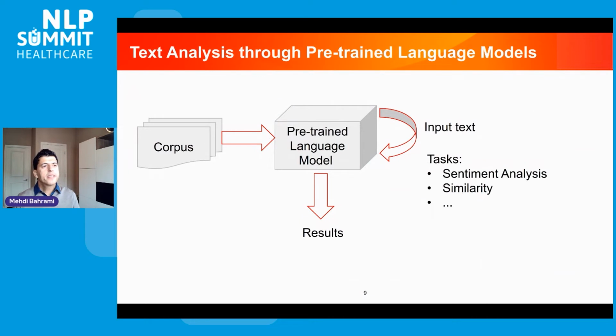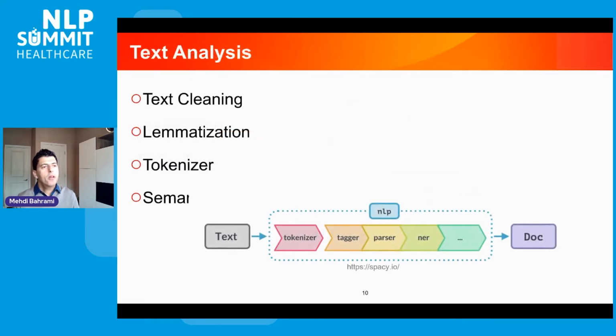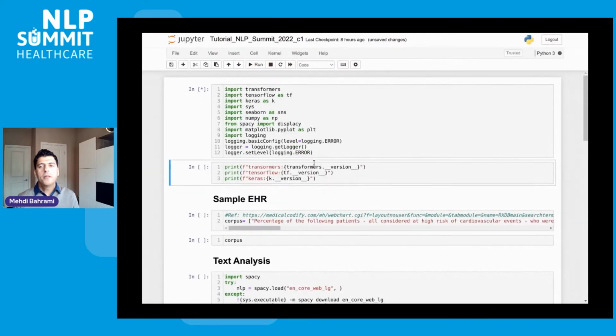For text analysis through a pre-trained language model, we select the corpus and then use the pre-trained language model, and then we could have some tasks like sentiment analysis, similarity, and other results we could capture. One of the tools that we can use is spaCy. For instance, we can do text cleaning, analyzing, anonymization, tokenization, and semantic search. So let's try it by considering this content first.